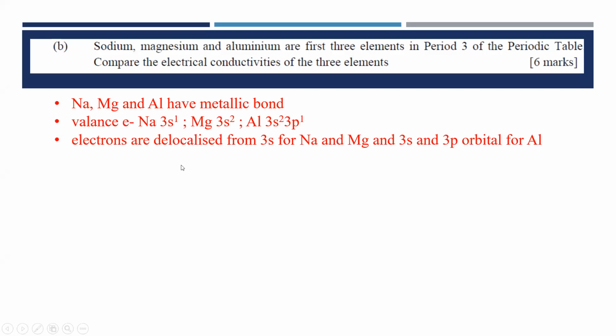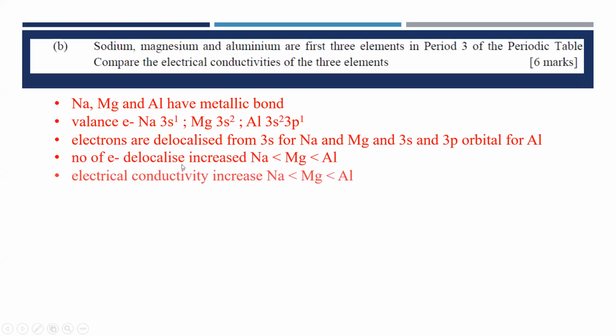Okay. So the greater the number of electrons delocalized, the greater the strength of the metallic bond. So that is why the electrical conductivity increases. Okay, so those are all the points that you might want to have in order for you to score the maximum possible marks for this essay. Okay, so this is number 3B. Immediately we go to 3C.